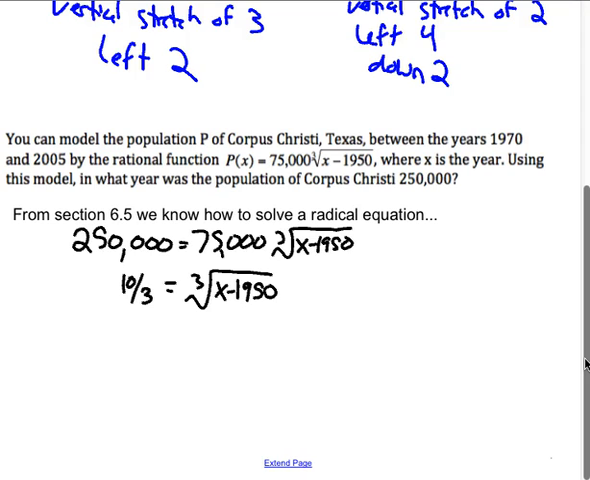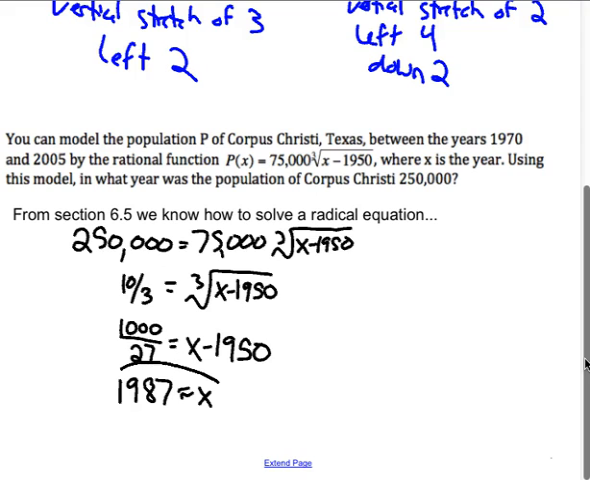Now you want to cube that. So take that and cube it. Well, when you do, 10 cubed is 1,000, 3 cubed is 27. And now that you have that, let's add 1,950 to it, and you get about 1987. Okay, in 1987, the population would hit 250,000.